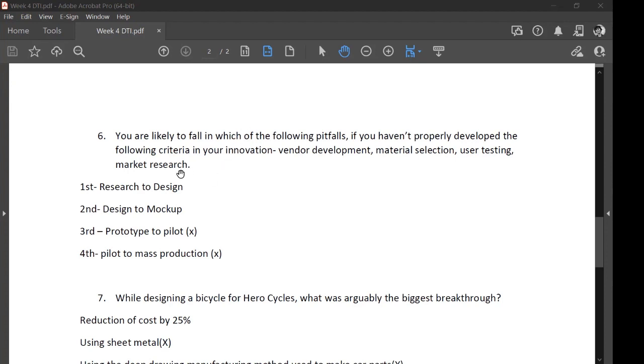Question number six. You are likely to fall in which of the following pitfalls if you haven't properly developed the following criteria in your innovation: vendor development, material selection, user testing, market research.